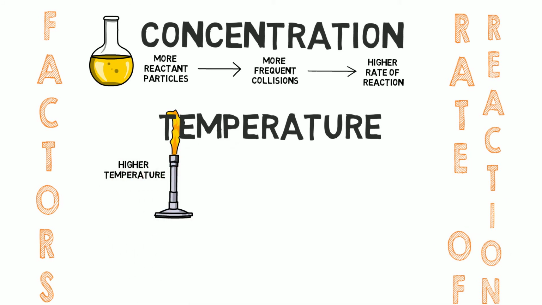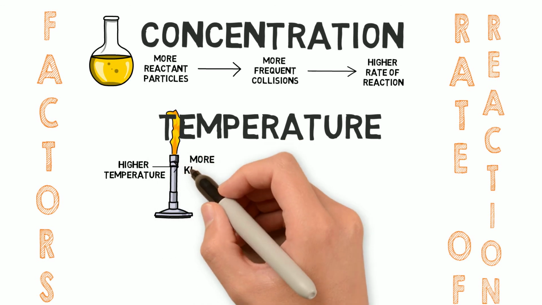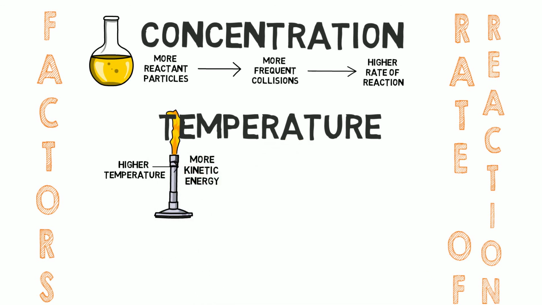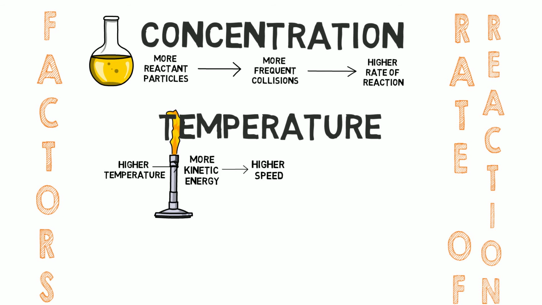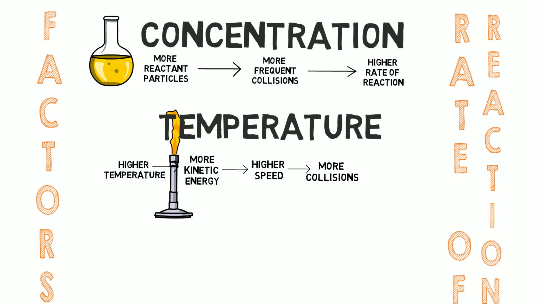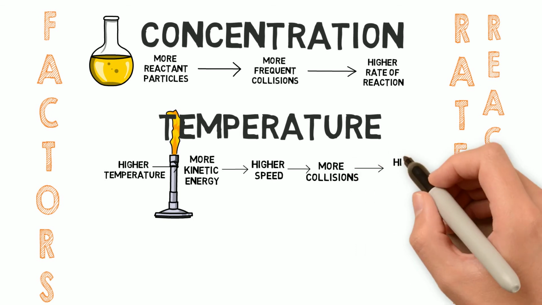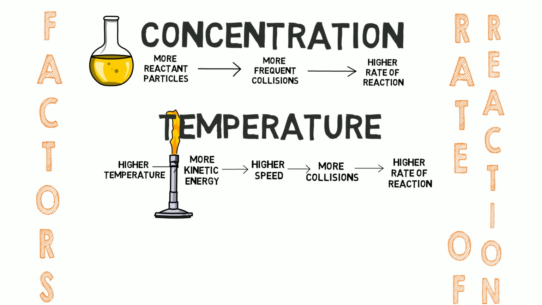Second, we will look at temperature. At higher temperatures, the molecules will possess higher kinetic energy. And with more kinetic energy, they will move at a faster speed. As a result, there will be more frequent collisions and they will collide with each other more. This will increase the chances of successful collisions. As a result, we will have a higher rate of reaction.